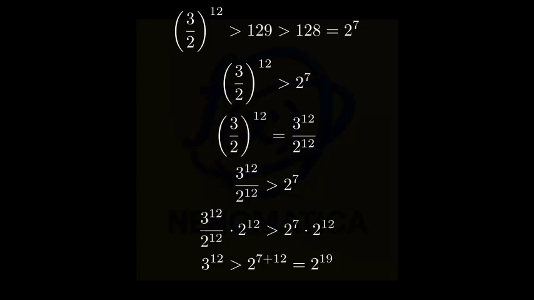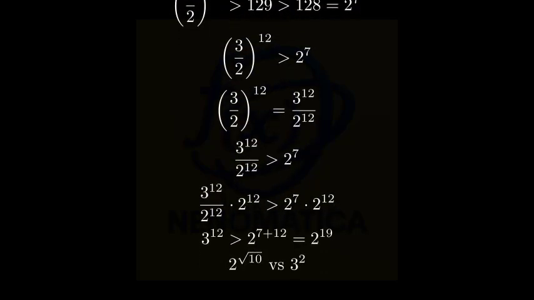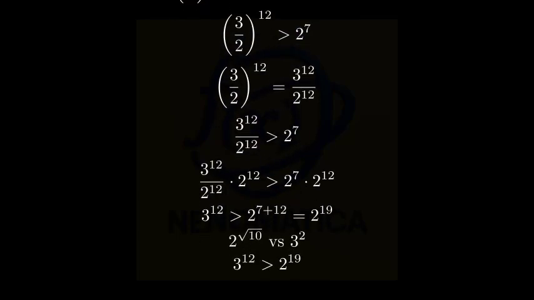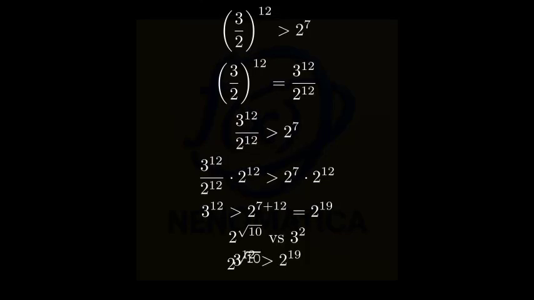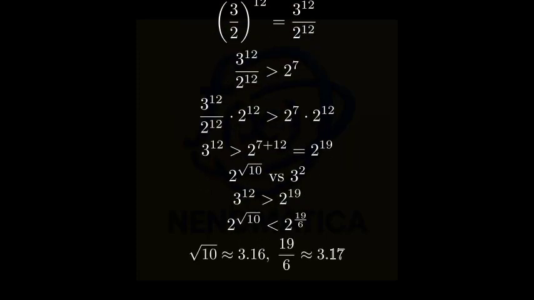Now, our goal is to compare 2 to the square root of 10 with 3 squared. Let's relate this to our current inequality. 3 to the 12th power is greater than 2 to the 19th power. We need to convert our exponents to make a direct comparison. We can show that 2 to the square root of 10 is less than 2 to the 19 over 6 power. This is because the square root of 10 is approximately 3.16, and 19 divided by 6 is approximately 3.17. So we have 2 to the square root of 10 is less than 2 to the 19 over 6 power.